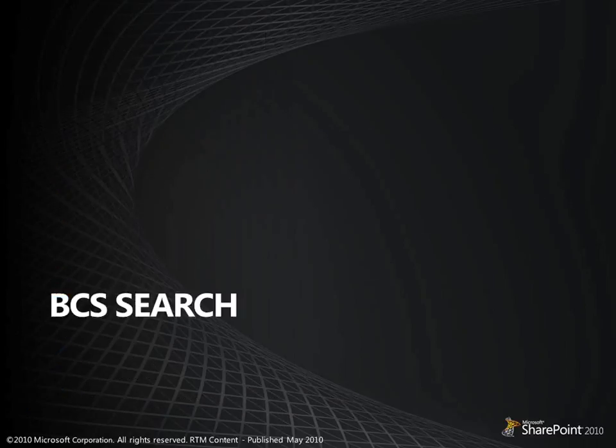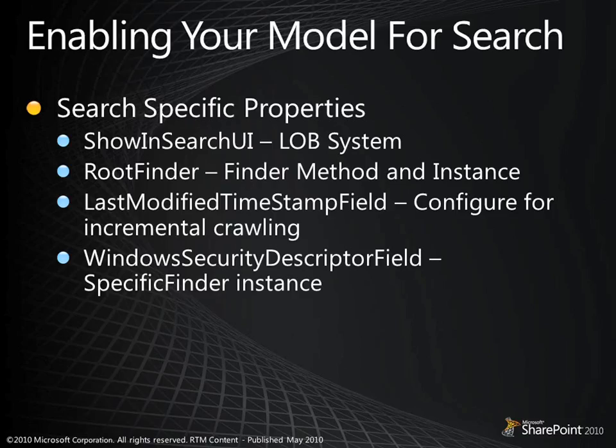So let's take a quick look at what it takes to make your BCS model searchable. By default, when you use Visual Studio 2010 to create a custom .NET assembly connector, the model will not be available to search. Setting a few specific properties, however, will allow you to select your model through the BCS content source search UI. First, you need to add a property named ShowInSearchUI at the line of business system. This is the only property needed to cause your model to appear in the BCS content sources configuration UI.